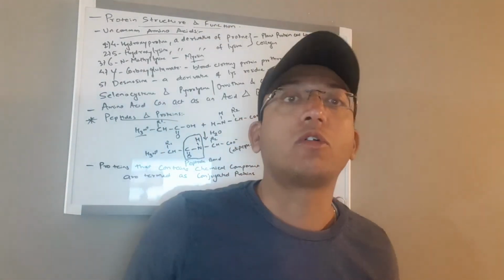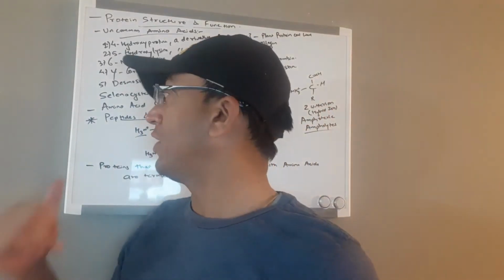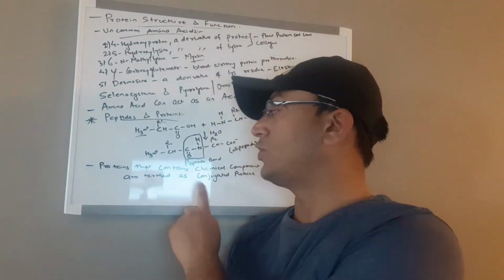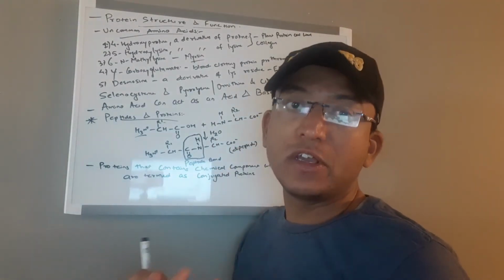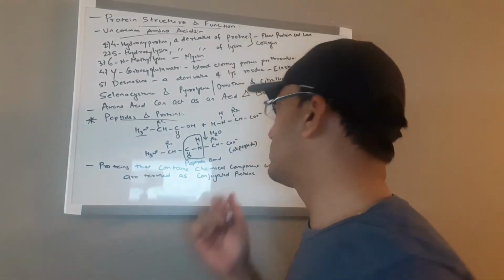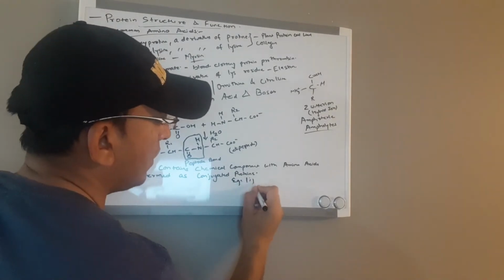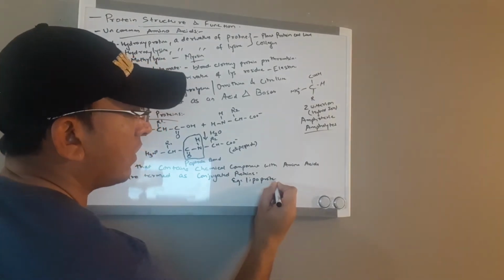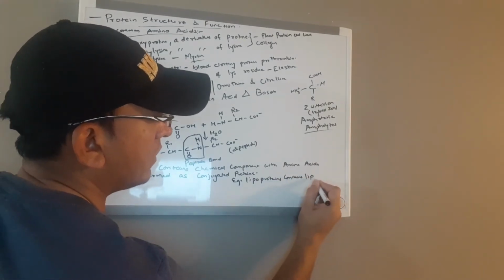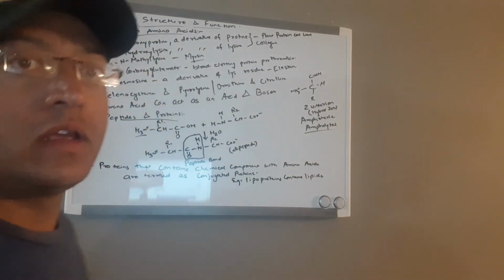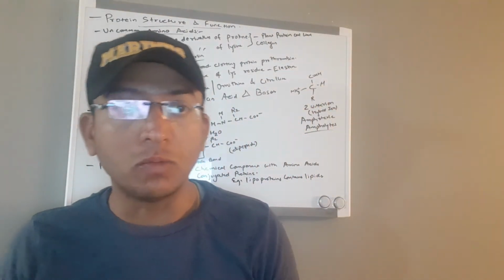That's an outside group. Conjugated proteins are classified on the basis of the chemical nature of their prosthetic group. So the conjugated proteins are classified based on which prosthetic group they contain. For example, lipoproteins contain lipids, right? Glycoproteins contain sugar groups, metalloproteins contain a specific metal group, right?